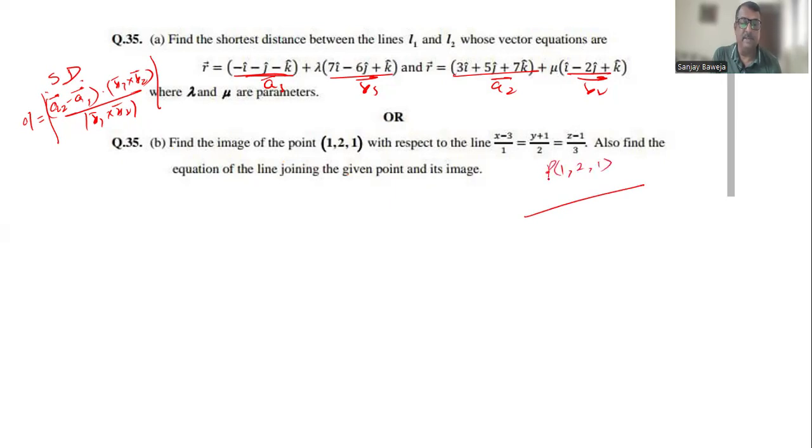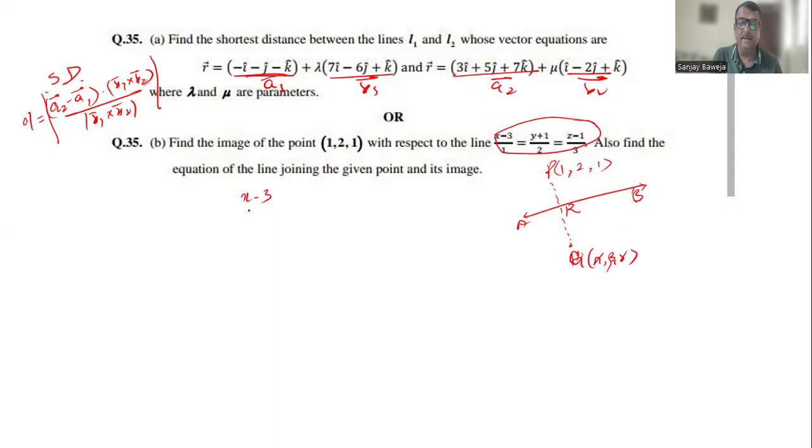Let this point be P. So the image of this point in the line, this line acts as a mirror. So let Q be the image of this point, and let it be alpha, beta, gamma. And in this way, R will be the midpoint of PQ.